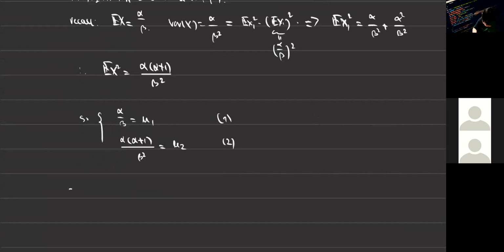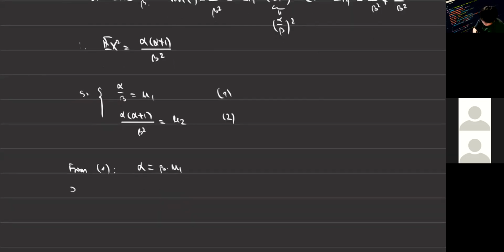So now we're gonna solve it, right? From equation 1, what do we know? Alpha over beta, you move one to the other, right? So alpha equals beta times mu1. And then we use that, plug that into equation 2, and then we solve for beta, right? So plug alpha equals beta mu1 into 2.